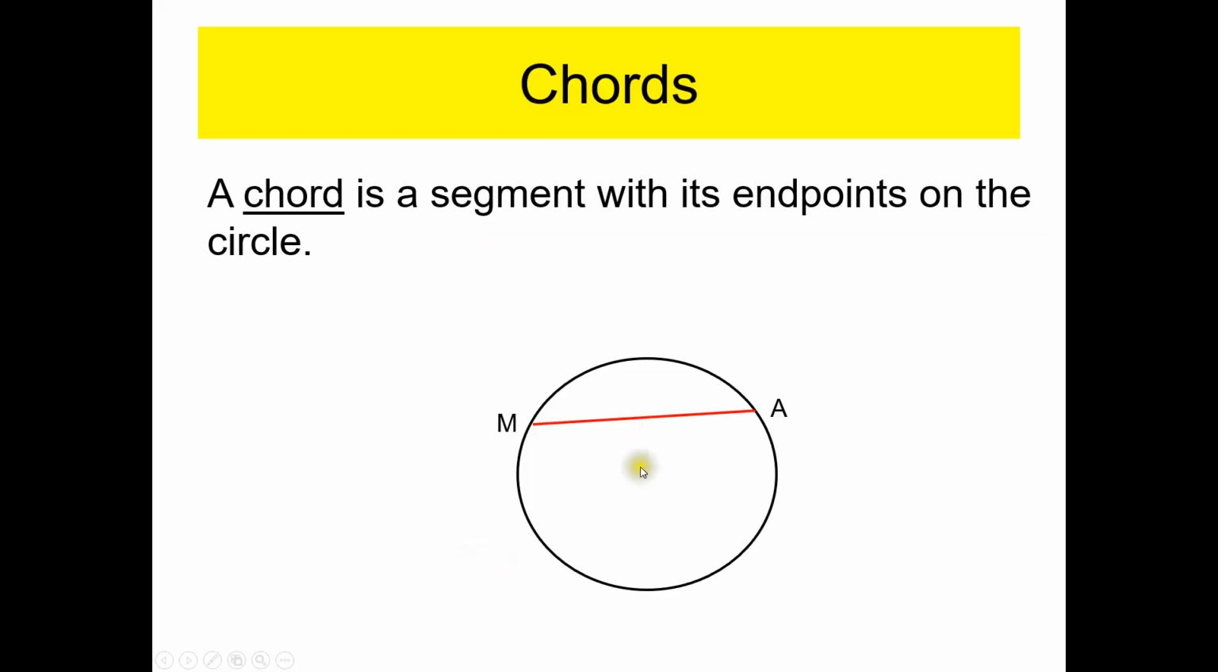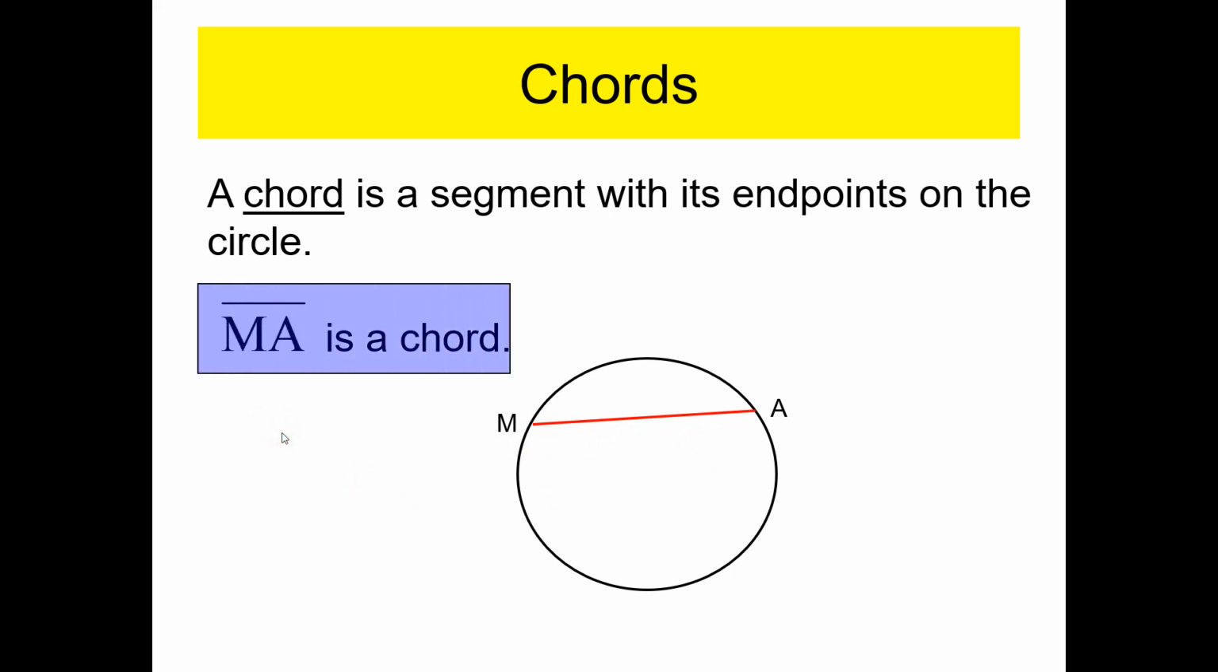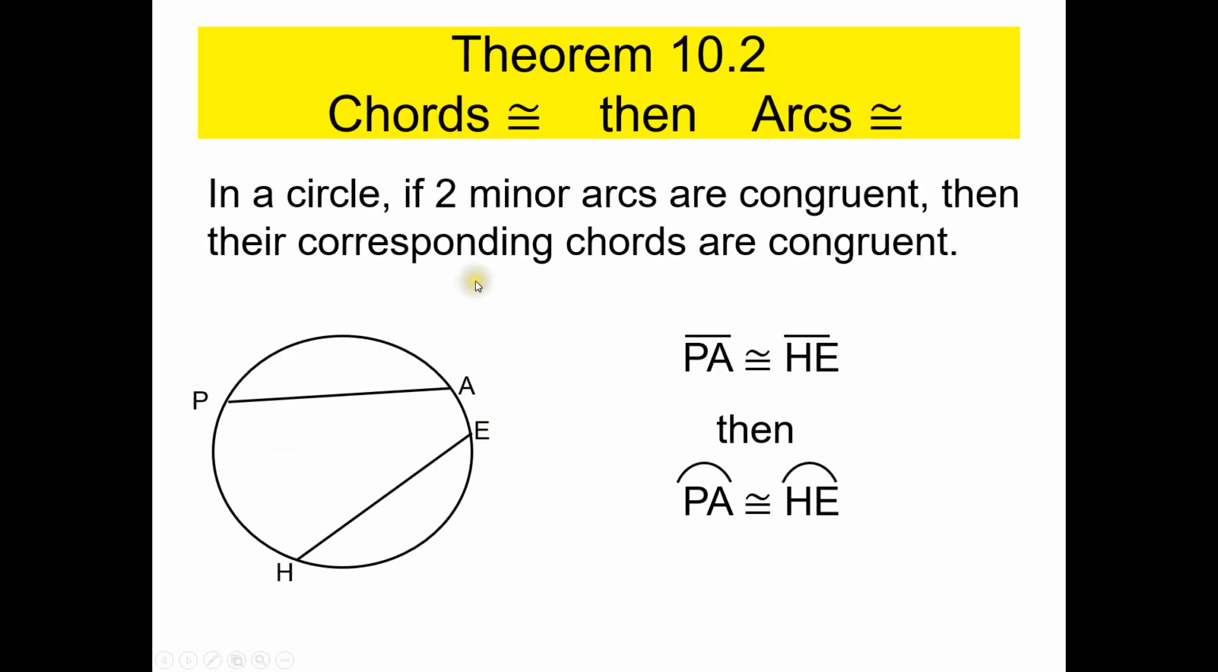All right. Chords. We've talked about chords the other day. A chord is just a line segment that has endpoints on the circle, right? So MA is a chord. And then here's another theorem: if the chords are the same length, like PA and HE, if those two are congruent, then these arcs right here, arc PA and arc HE, are going to be the same size as well.